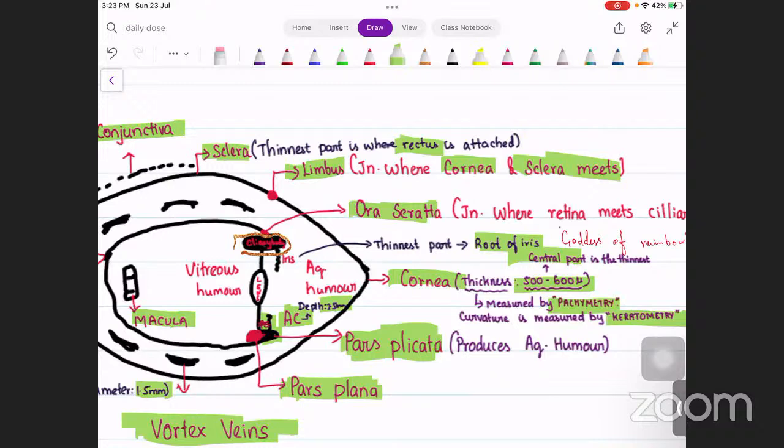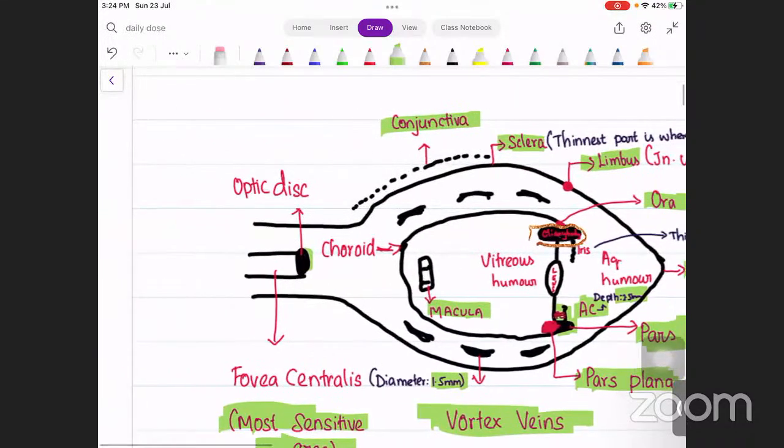Inside, you have the retina, which contains the choroid, and the point where the retina meets the ciliary body is the ora serrata. The ciliary body contains two parts: the pars plana and the pars plicata, which produces aqueous humor. The ciliary body attaches to the lens, and in front of the lens you have the iris, called the goddess of rainbow, where the thinnest part is the root of the iris. Between the lens and the iris you have the posterior chamber, and in front of the iris the anterior chamber. Behind the lens you have the macula, choroid, optic disc, and fovea centralis.